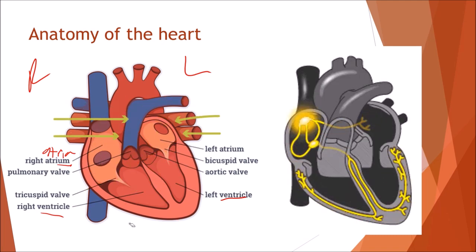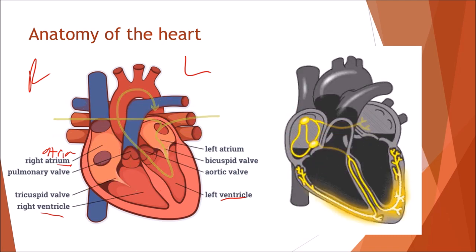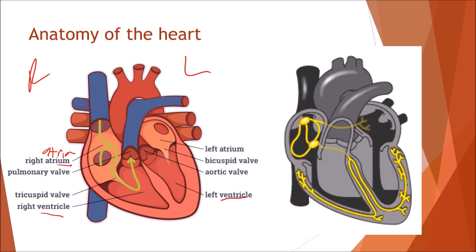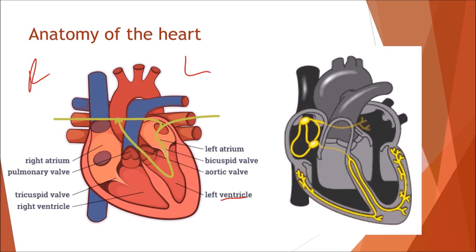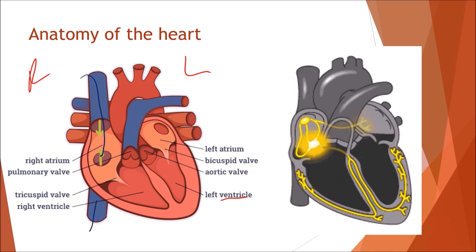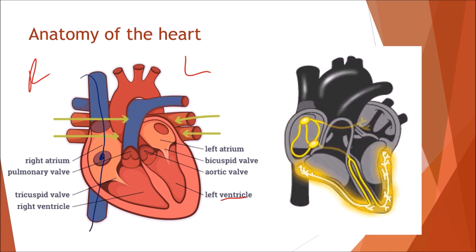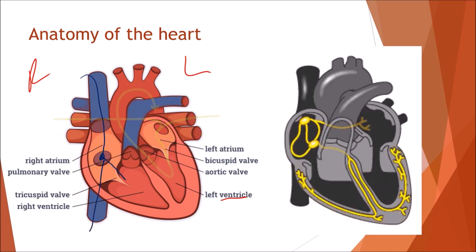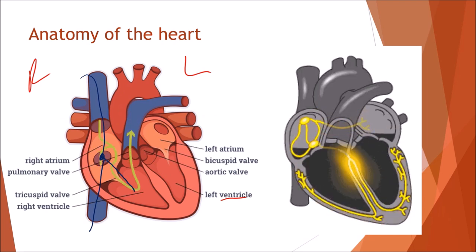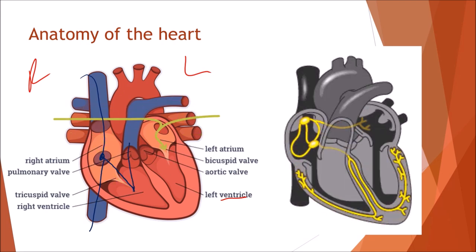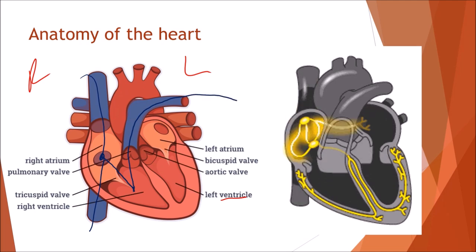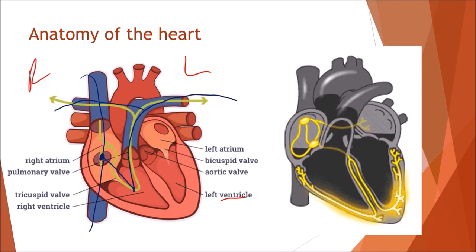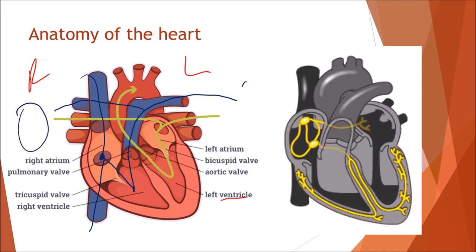Now let's talk about how the blood flows. And you can see here on the little arrows how it's flowing. Blood is going to go first into the right atrium through the superior and the inferior vena cava. From here, it's going to go down into the right ventricle. From the right ventricle, it's going to go out through the pulmonary trunk, the pulmonary arteries, into the lungs, where it's going to get oxygen.